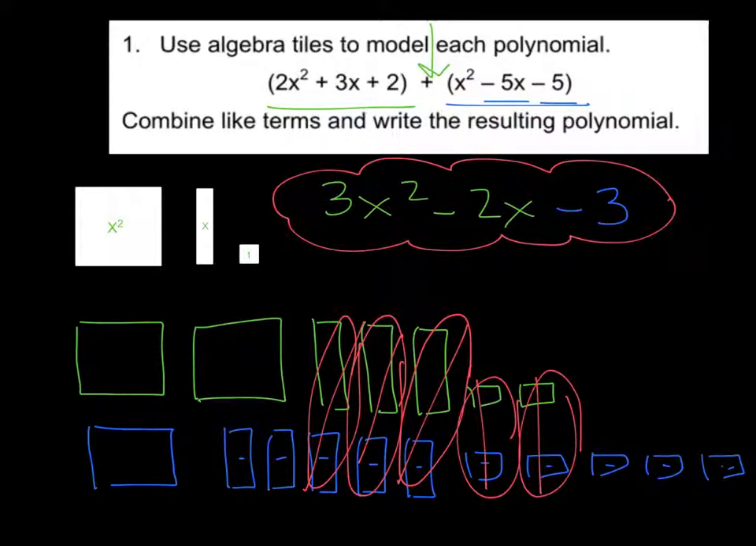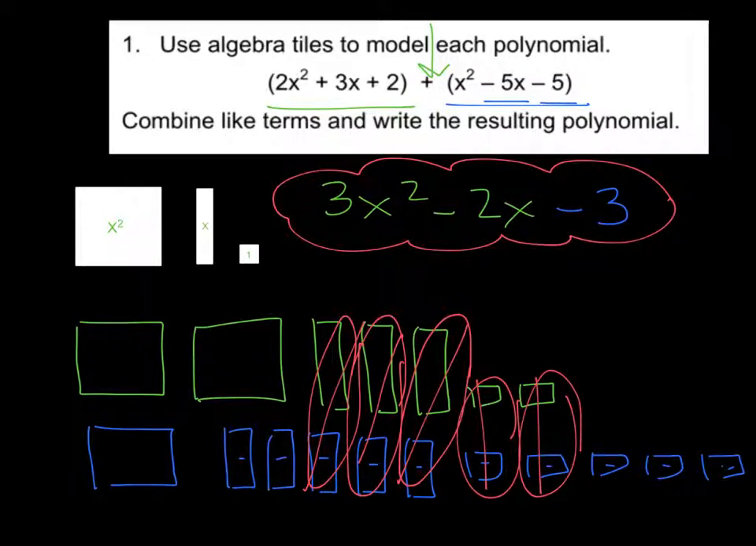Now at this point in the year, hopefully you are comfortable enough that you could have just combined the algebraic model up here. So I see I have 2x squareds and a 1x squared. That makes 3x squareds. I have 3x's minus 5x's, which makes negative 2x's. And I have 2 minus 5, which is negative 3.